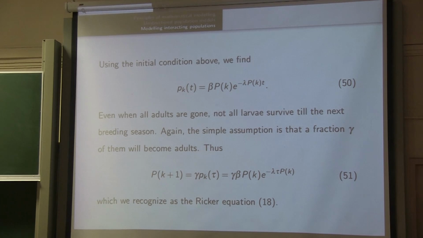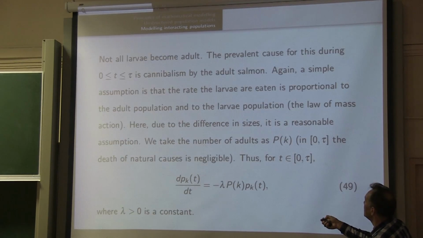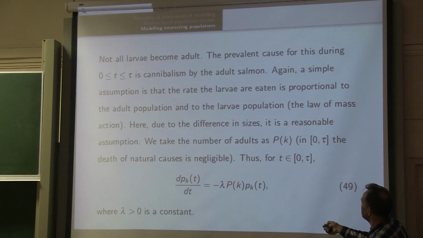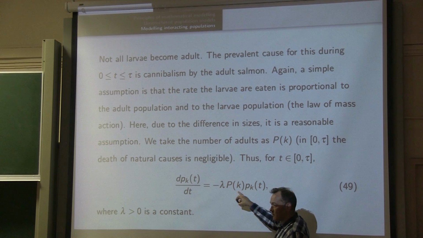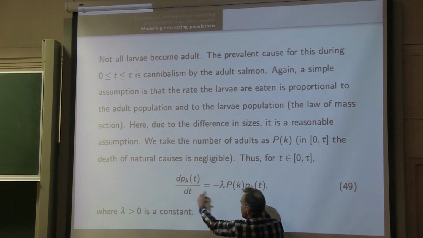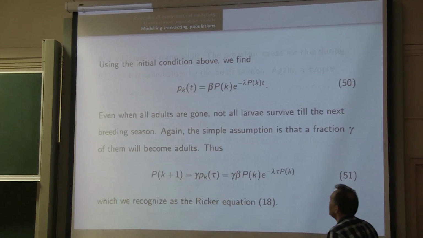And therefore, using the initial condition, we obtain the density of larvae at time t by solving the previous equation. This capital PK here is a constant, because it is just at a fixed moment in time. So I solve this equation. This is a linear Malthusian equation with constant coefficient at this particular time.